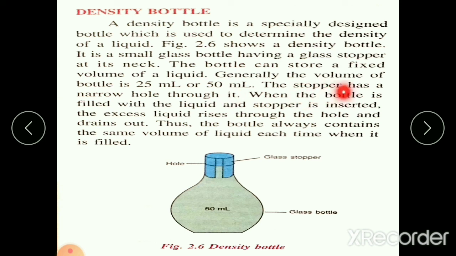The stopper has a narrow hole through it. When the bottle is filled with the liquid and the stopper is inserted, the excess liquid rises through the hole and drains out. Thus, the bottle always contains the same volume of the liquid each time it is filled. Okay, this is the density bottle.